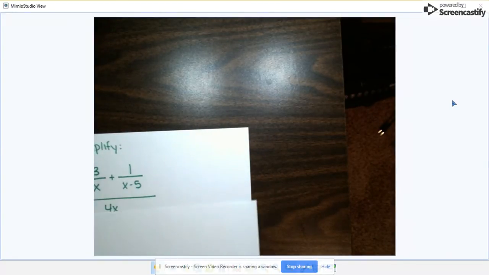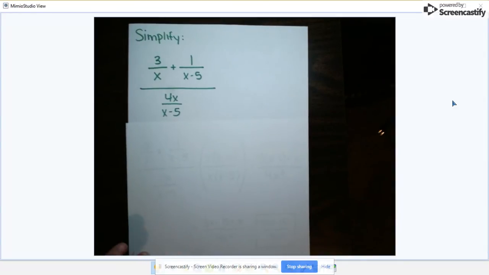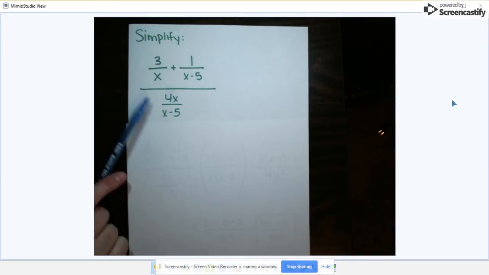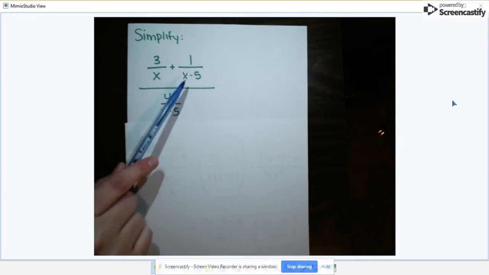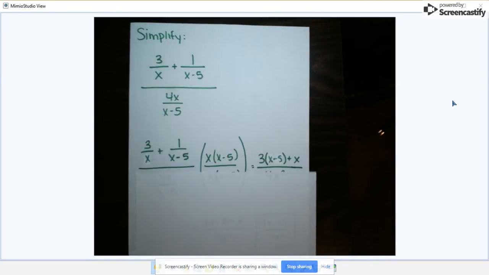So we're going to do one more example. Here is our original problem. This time our least common denominator is going to be x and x minus 5. We have 3 different fractions. However, two of these share a common denominator. So we're going to multiply by x and x minus 5.